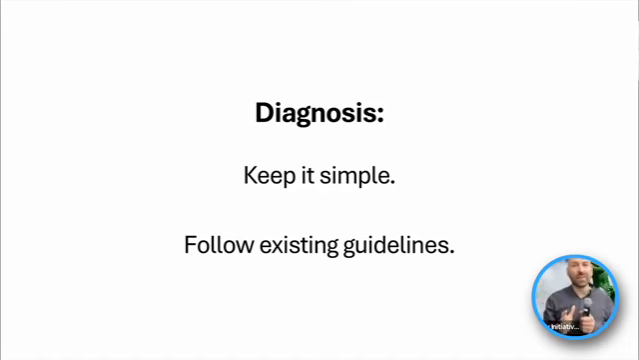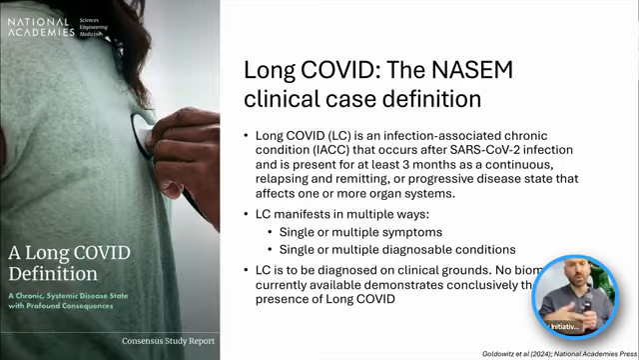So when we're thinking about how to diagnose an IACC, my general advice is keep it simple and follow the existing guidelines, because there are existing guidelines and they're pretty well written as well. So let's start with long COVID.